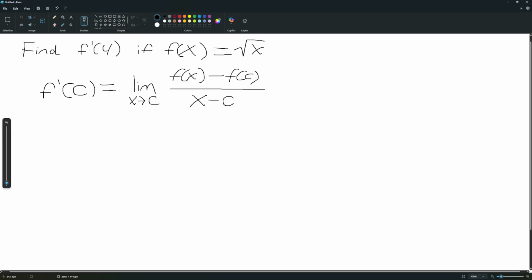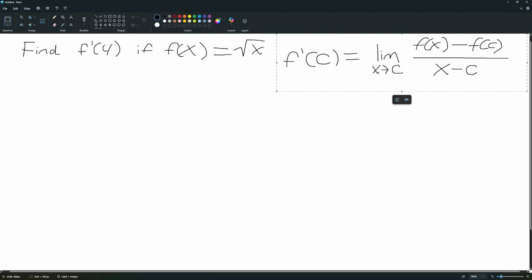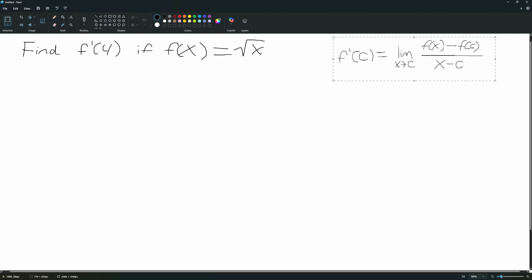Now we're trying to find f prime of 4. So what we're going to do is notice how these two are the same. These are in the same location. We're going to use 4 for c. Now remember, we are not using 4 for x. We are using 4 for c. So as we did earlier, I'm going to move this up here for safekeeping.